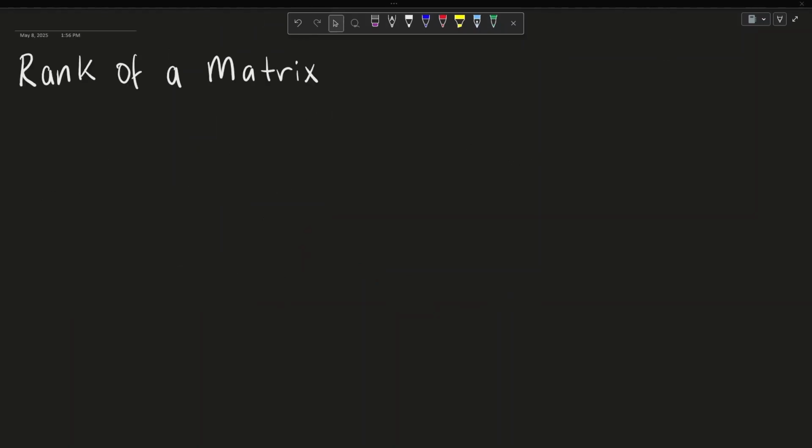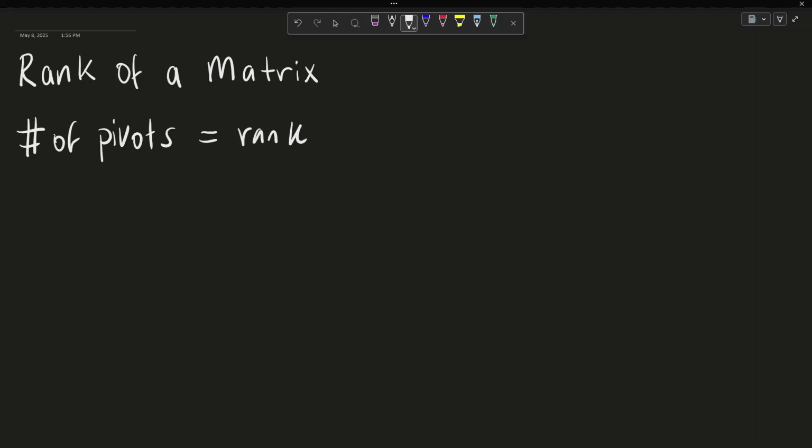In this episode in the linear algebra series, we'll be discussing the rank of a matrix. So what the rank of a matrix is, it describes the number of pivots in a matrix. So if you're unfamiliar with what a pivot is, be sure to refer to the video in the card on Gaussian elimination. So the rank of a matrix is equal to the number of pivots.